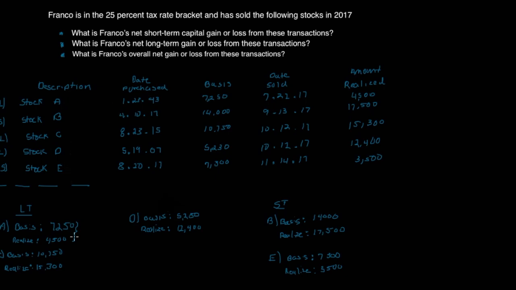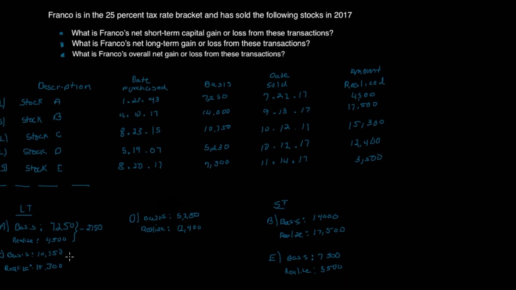Okay, so for stock A, $7,250 basis with a $4,500 realization. We can go ahead and net that, which is negative $2,750. So this individual sold this stock for less than he bought it, which is a difference of $2,750. So that is a loss on that stock.